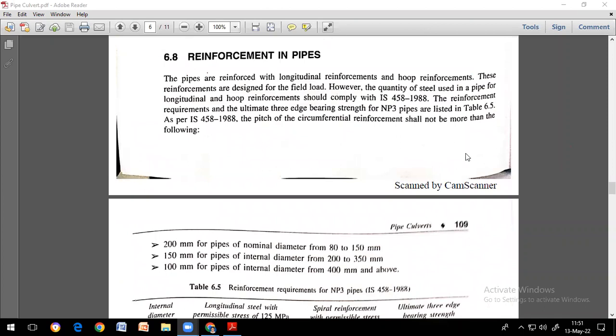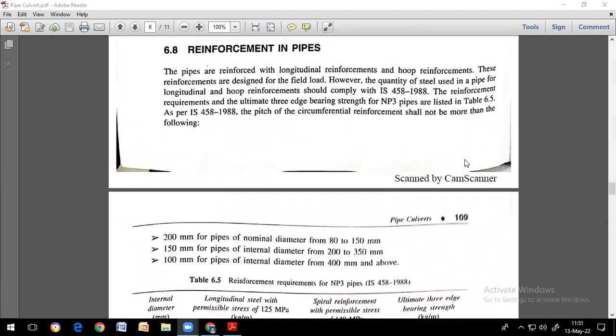And the next one is reinforcement in pipes. Okay, so this is the last topic in pipe culvert. So as I told you, there are RCC pipes which are majorly used for road purpose. Okay, so RCC is nothing but a reinforced concrete pipe. So let's see basically how the reinforcement looks in an RCC pipe.